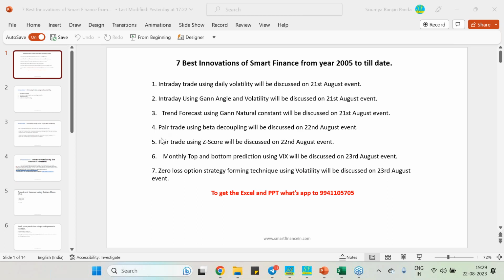And today I am going to take two pair trade concepts. One is the beta decoupling concept, which we innovated in the year 2005-6, and another is the Z score, which came in 2020. These are the two unique concepts of pair trade, and very beautiful concepts. They have the ability to give you excellent return if you implement them properly and follow proper discipline. It has a great track record. Those who have utilized it have got immense benefit out of it.